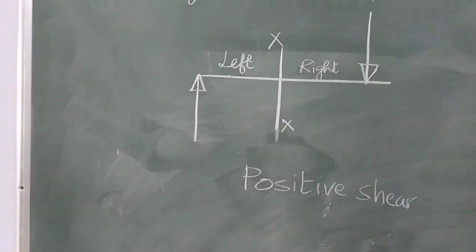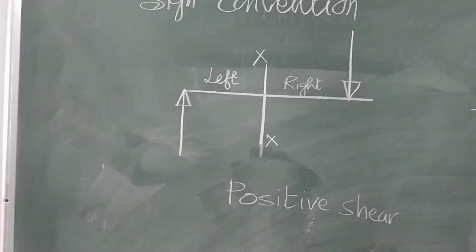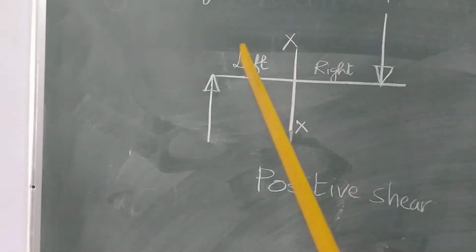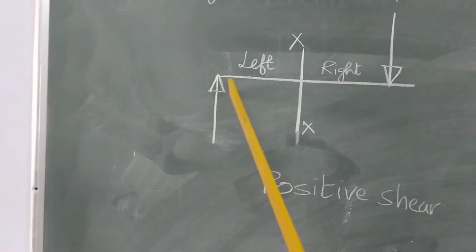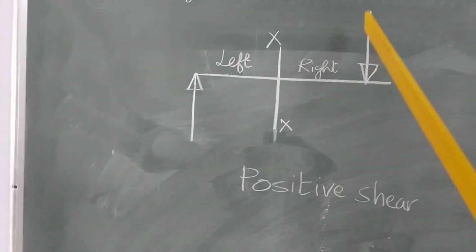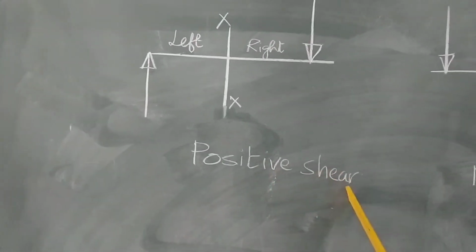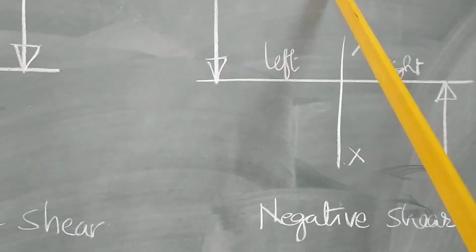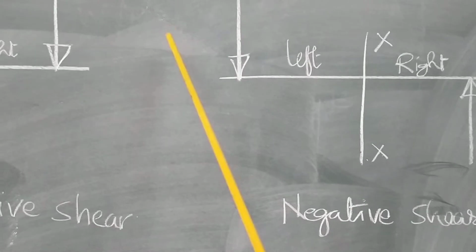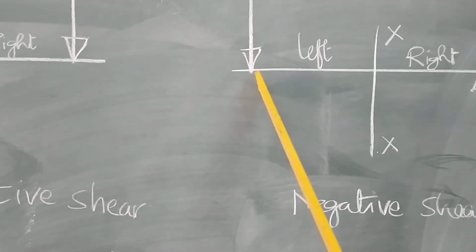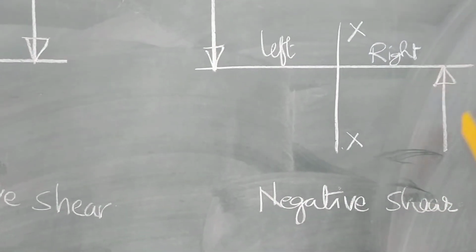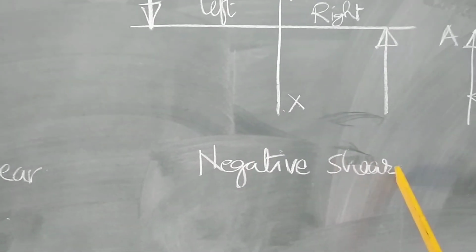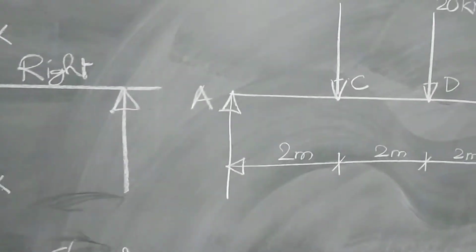Take any section, we will study from a live example. If we take any section XX, if towards left the force is upward or if towards right the force is downward, then that is positive shear. Now, another concept, take any section, if there is downward force at left or upward force at right, then there is a negative shear.